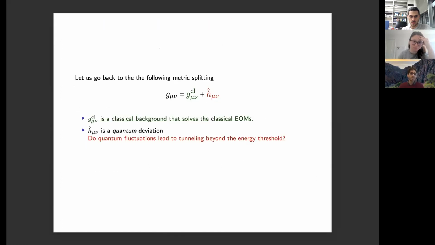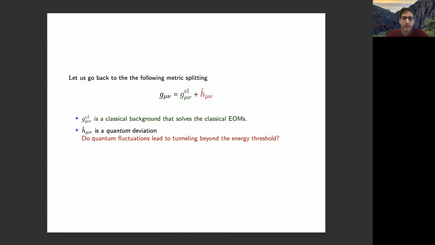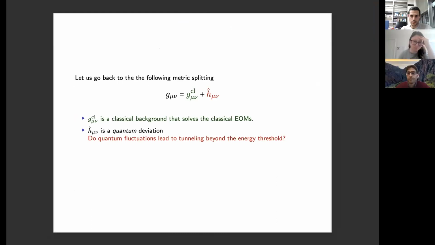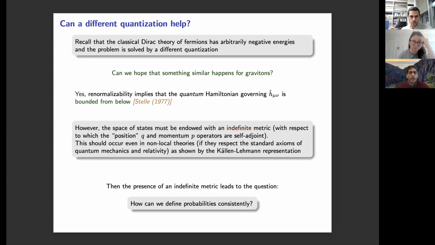Okay, so now let's go back to the splitting of the metric and address the quantum issues, because we can still have problems in the quantum theory, because fluctuations would lead to a tunneling through these energy thresholds, essentially. And the question is whether we can address this problem with a different quantization. Actually, with the standard quantization, I didn't find any solution. We didn't find any solution. But maybe there is a way to have a complete theory of quantum gravity by changing the quantization.